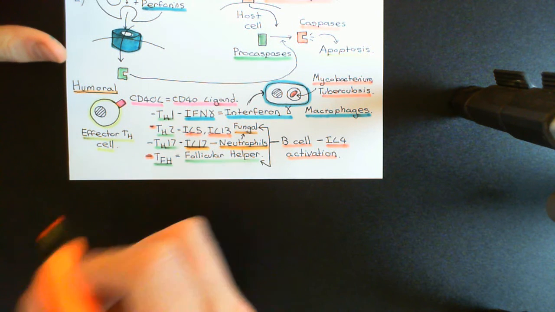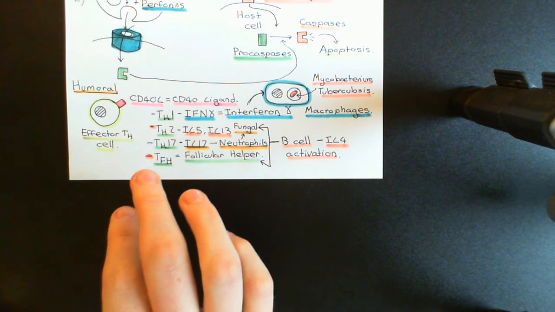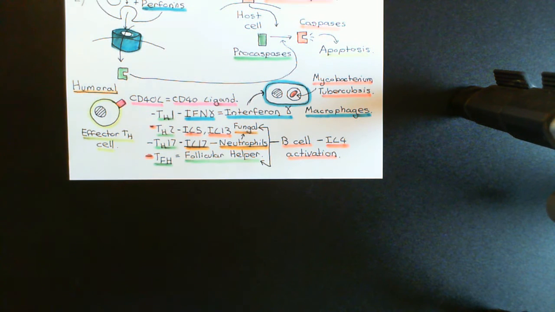So you tend to end up with a T helper 17 preponderance when you're dealing with a fungal infection. And as I say, the exact mechanisms by which the ratio of the different types of effector T helper cells being produced is achieved isn't particularly well understood, but this is what we do understand: when you've got a fungal infection, the major type of effector helper T cell that you're going to produce is T helper 17 cells.